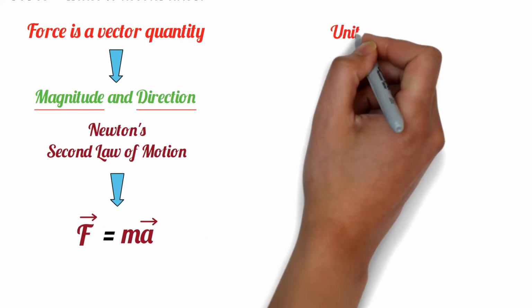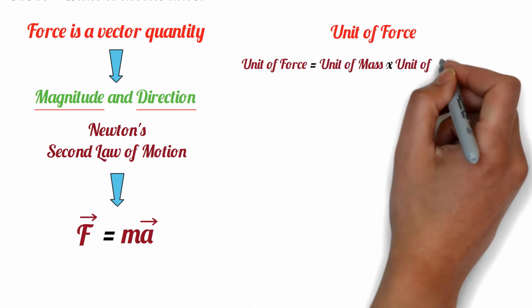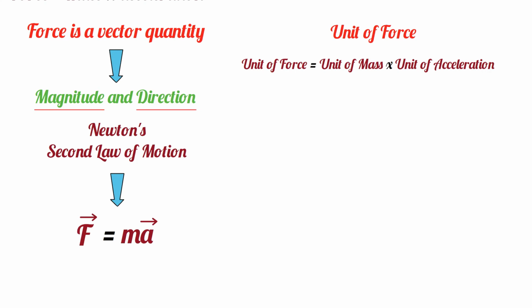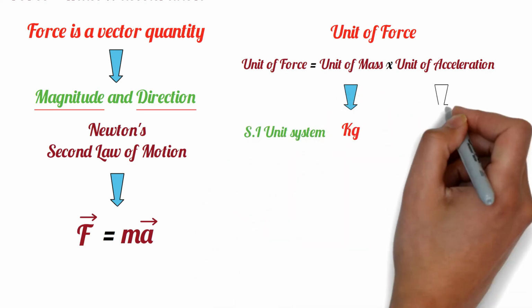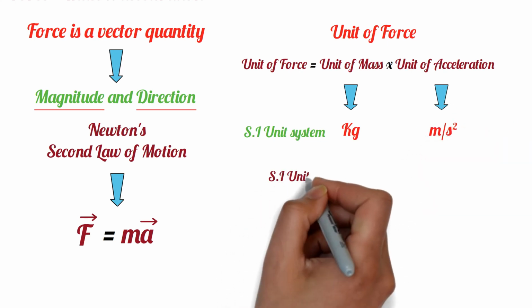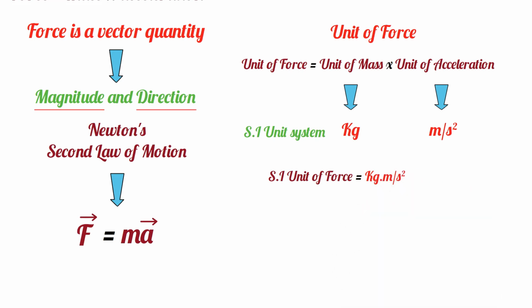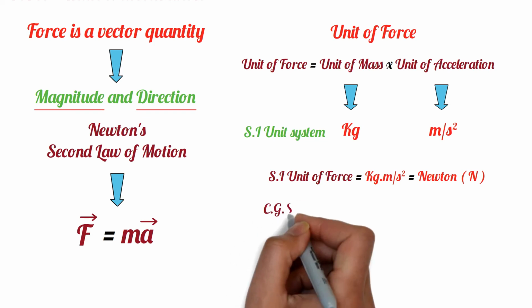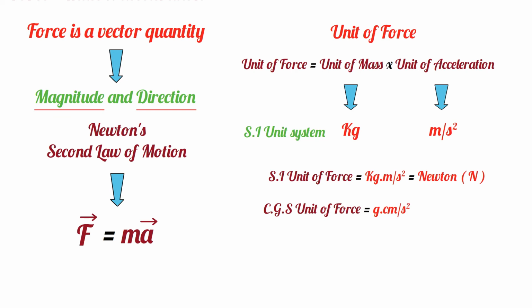Now, if we talk about the unit of force, then the unit of force is equal to the unit of mass times the unit of acceleration. We know in the SI unit system, the unit of mass is kilogram, and the unit of acceleration is meter per second square. So the SI unit of force is kilogram meter per second square. This unit of force is called Newton. Similarly, we can write the CGS unit of force as gram centimeter per second square. This unit is called dyne.